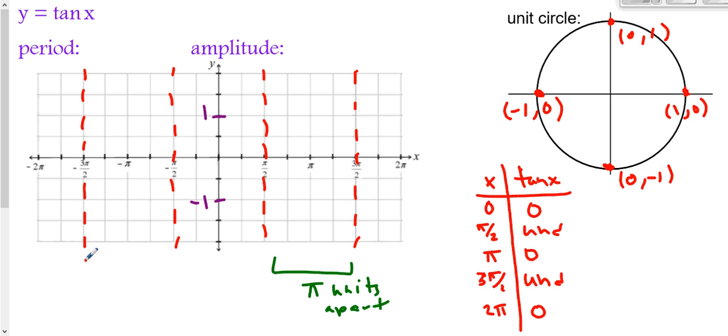Okay, now we can plot the other points. We had the point 0, 0. We had the point pi, 0 and 2 pi, 0. So you're going to see there's a pattern. Halfway between each set of asymptotes, you have a 0.